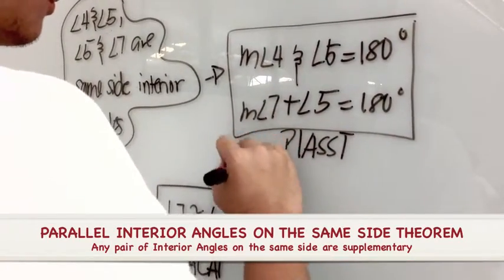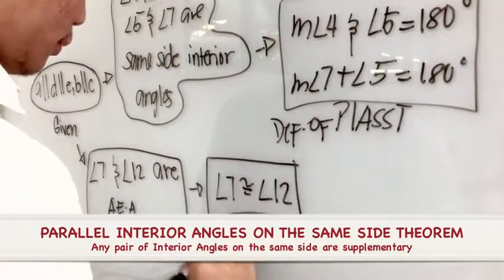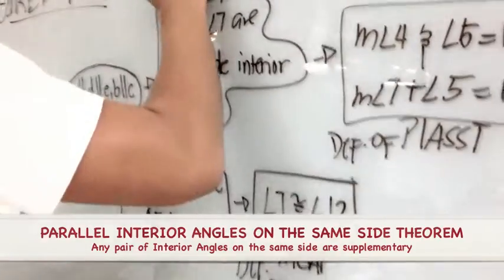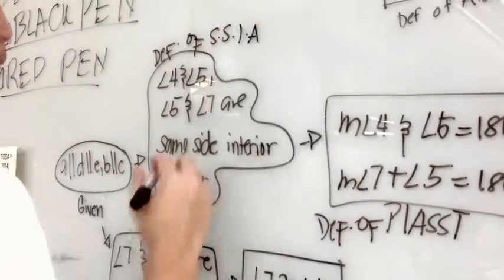This falls under the parallel interior angles on the same side theorem, which says that any pairs of interior angles on the same side of the transversal are always supplementary or equal to 180.